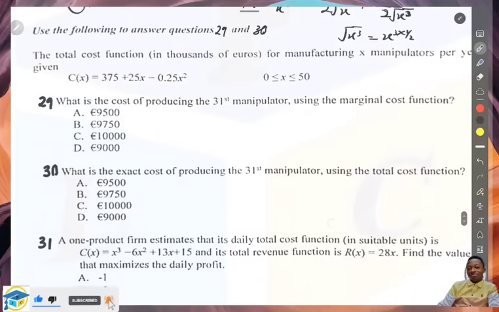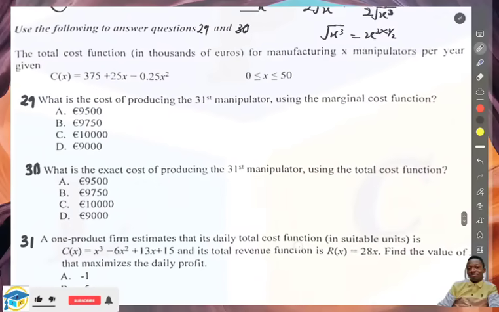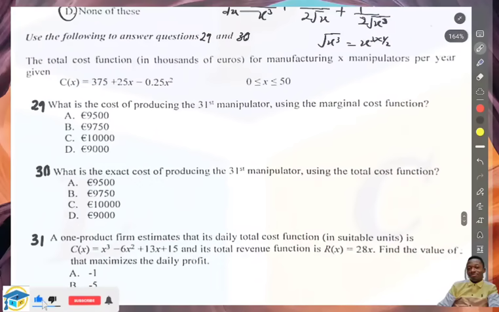Question number 29. We have been given some preamble to actually solve for 29 and 30. Use the following to answer question 29 and 30. The total cost function in thousands of euros for manufacturing x manipulators per year is given as C of x equal to 375 plus 25x minus 0.25x squared, where 0 is less than or equal to x less than or equal to 50.